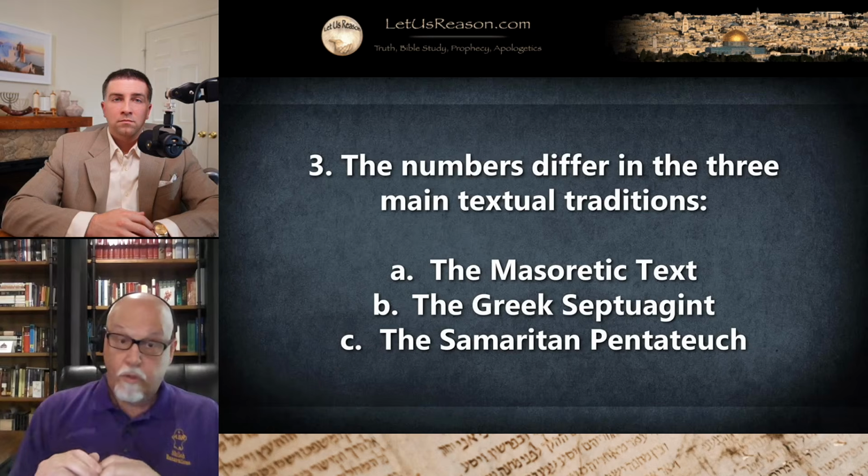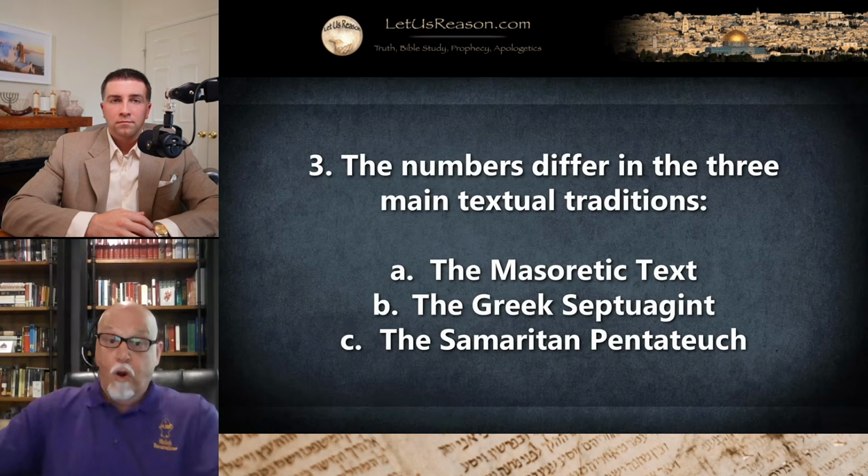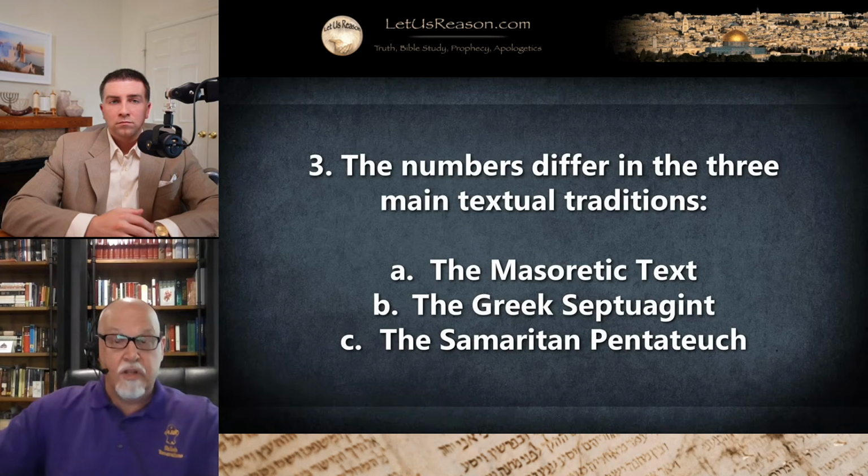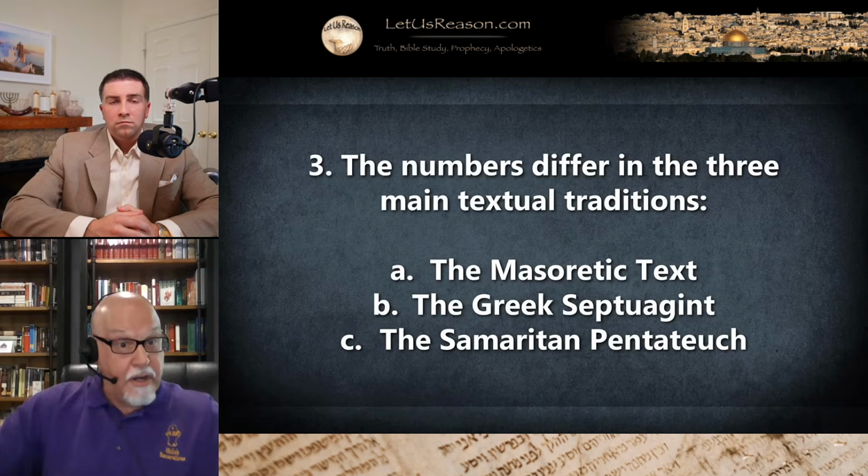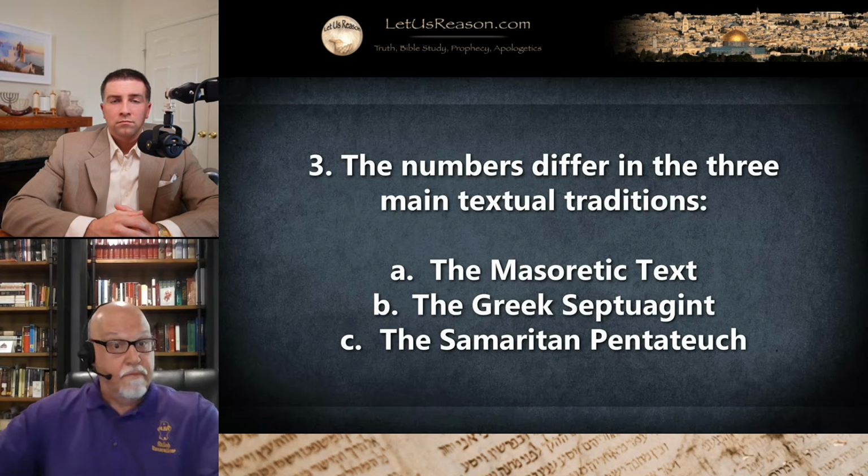And so the question has been for over 2,000 years, or maybe 1,800, 1,900 years or so, which numbers are the original? This is important because we want to be able to date events properly, particularly the flood. That's one of the most important ones from an archaeological perspective. But also, we want to know the approximate date of creation. We want to know what that is.